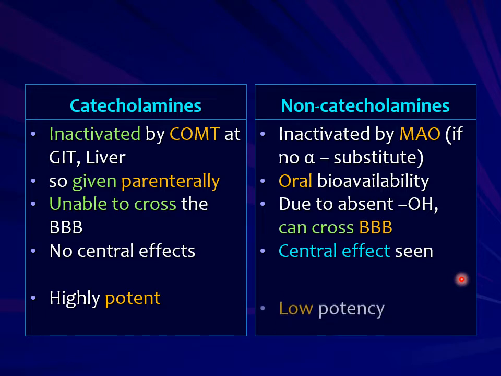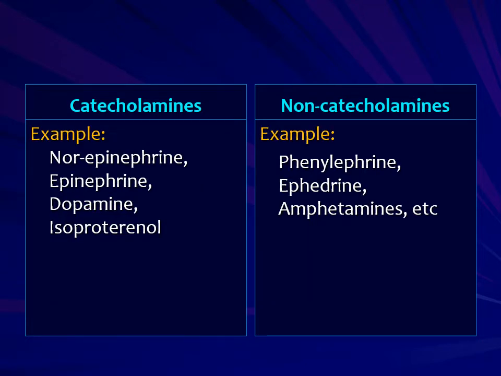While the non-catecholamines are not as potent as the catecholamines, so they have low potency. Their dose is usually in milligrams, while the catecholamine dose is in micrograms. Examples are, obviously, as we have already seen, catecholamines: norepinephrine, epinephrine, dopamine, isoproterenol; and non-catecholamines: phenylephrine, ephedrine, and amphetamines.